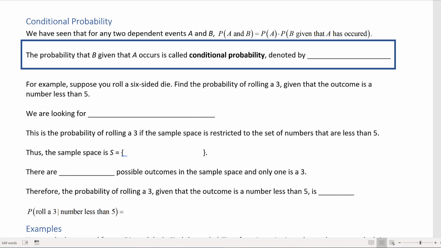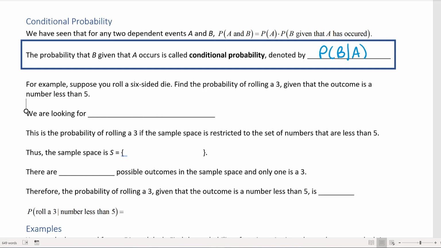Next, we're going to talk about conditional probability. Now, we've already seen that for two dependent events A and B, the probability of A and B is equal to the probability of A times the probability of B given that A has occurred. The probability of B given that A has occurred is also called conditional probability, and we can denote that as P of B given A.